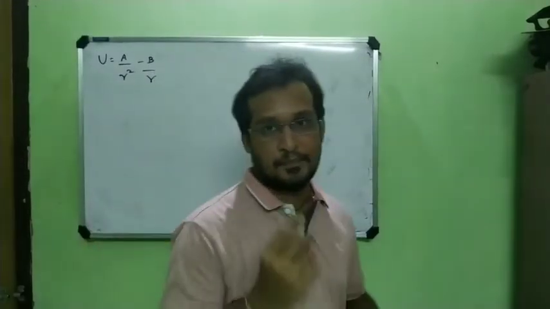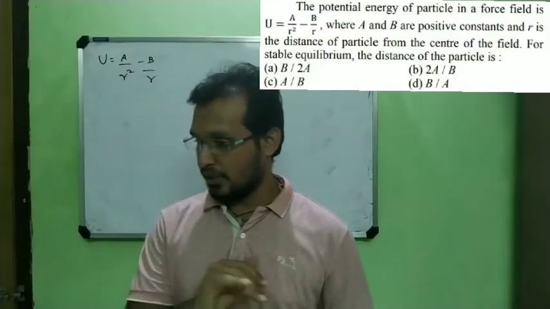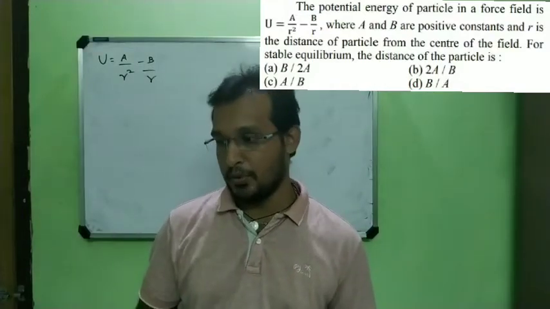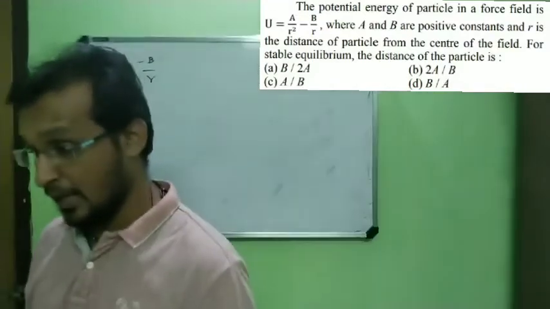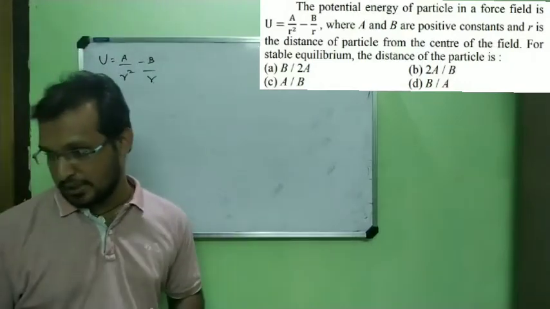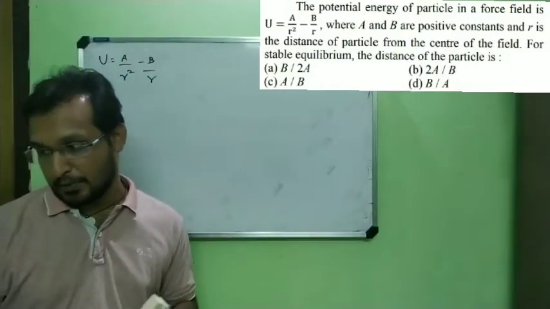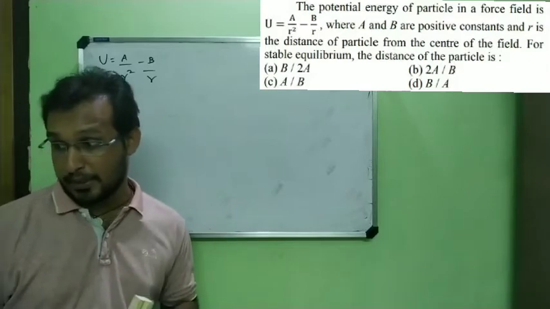And here is the third question. Potential energy of a particle is given as U equal to A by r square minus B by r, where A and B are constants, and r is the distance of the particle from the center of the field. For stable equilibrium, find the distance of the particle.